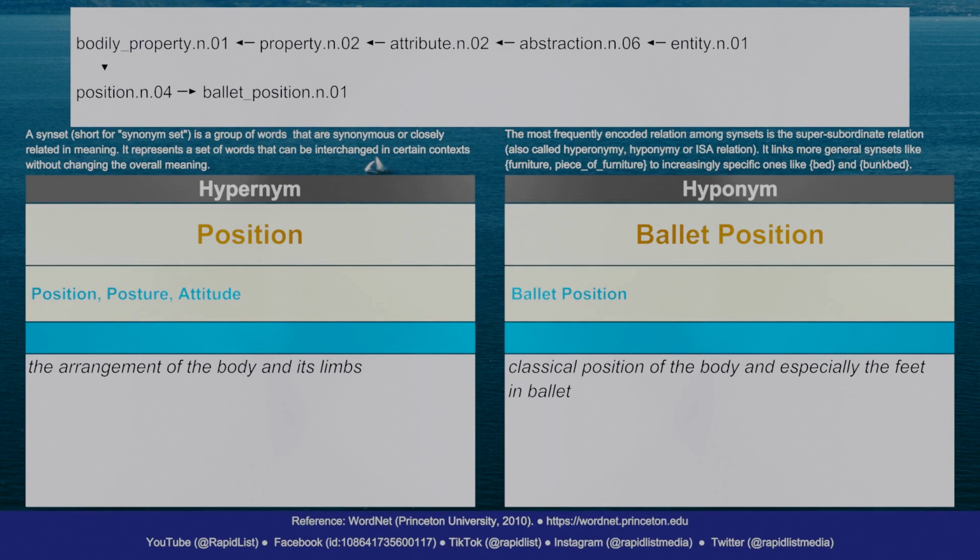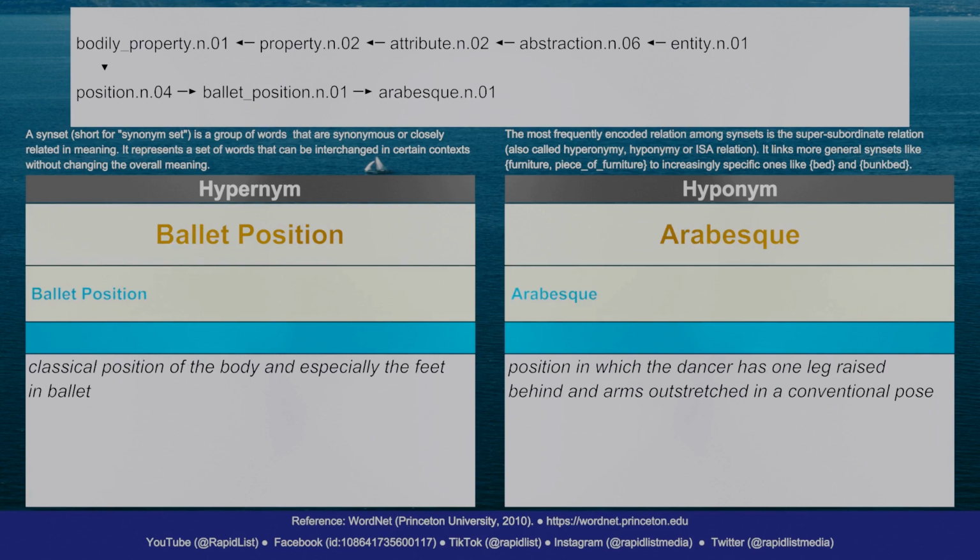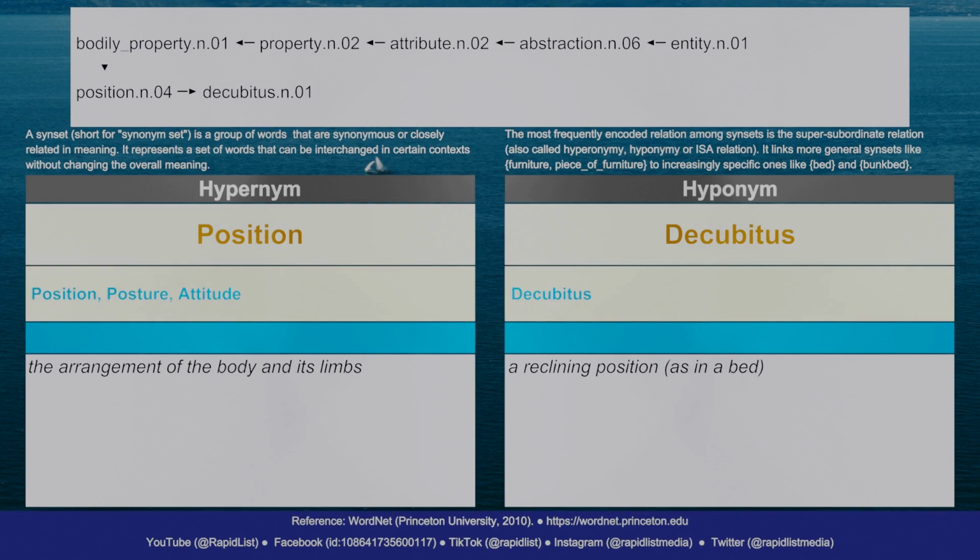Ballet position. Classical position of the body and especially the feet in ballet. Arabesque. Position in which the dancer has one leg raised behind and arms outstretched in a conventional pose. Decubitus. A reclining position, as in a bed.